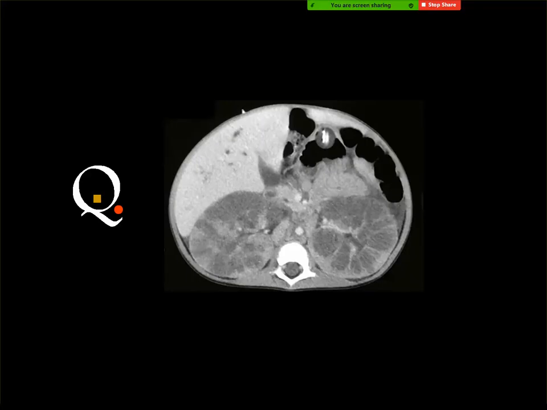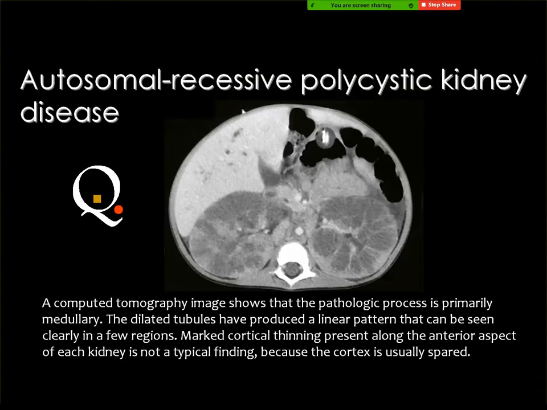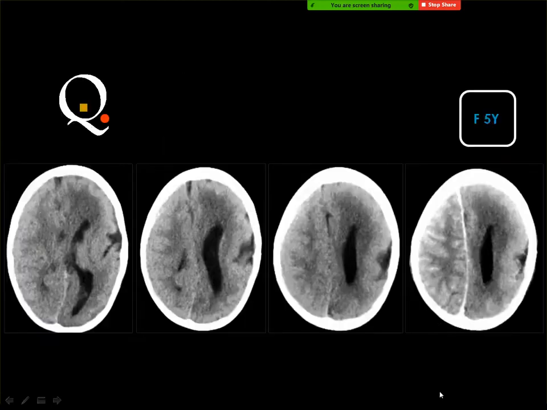Infantile polycystic kidney, or autosomal recessive polycystic kidney disease. Markedly enlarged kidneys, they do not excrete contrast material, and they are replaced by extensive, numerous, very minute cystic lesions.